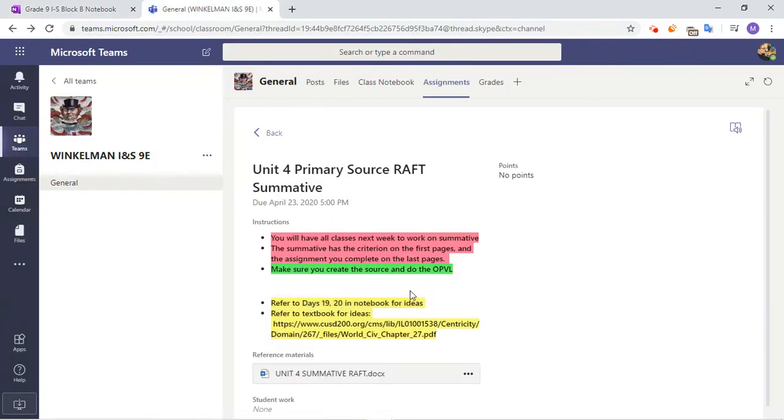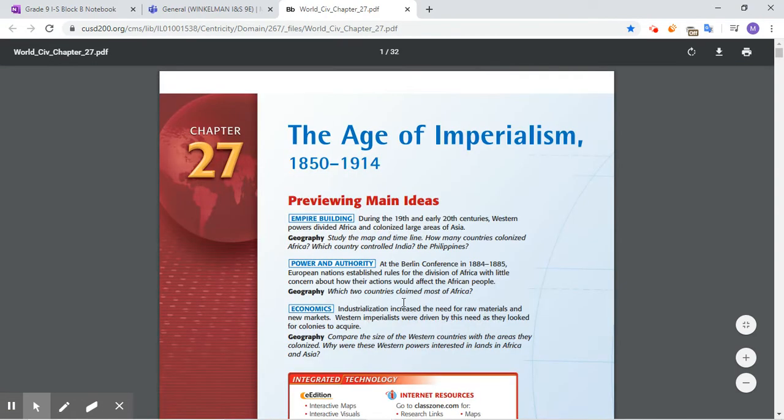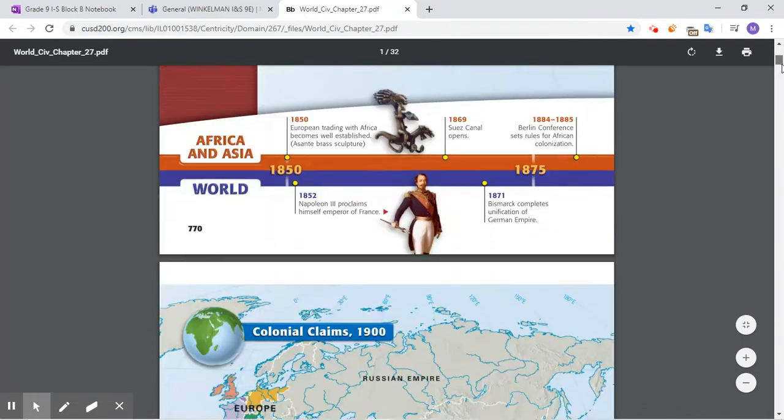Okay, so now to get ideas for who you're going to be and maybe events in history or some things that were happening, I have a textbook link right here. So if I click that, you will see a chapter on the age of imperialism, which is what we're studying.